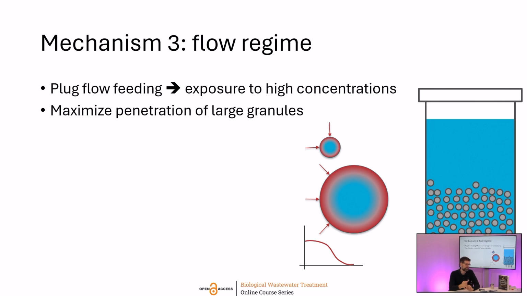And if you would have a mixed feeding, and we simulated that, then suddenly that bulk concentration is lower. It's much more difficult to get the substrate into the biofilm, and that really slows down your granulation process. So that flow regime with the plug flow is really important for the granulation process.